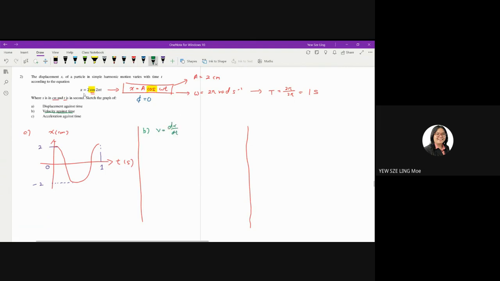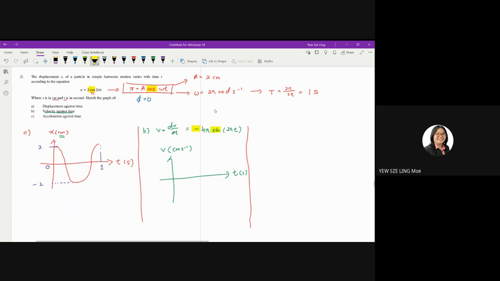So I differentiate the 2 cos 2 pi t. Differentiating cos gives you negative sine, so negative 4 pi sine omega t, where omega t is 2 pi t. So this is the equation that I have right now. Again, I have a V against t graph. The y-axis is V, the x-axis is t. What is the unit for V? Because x is in terms of cm, V is in cm s^-1, and time is in s. I have a negative sine function.